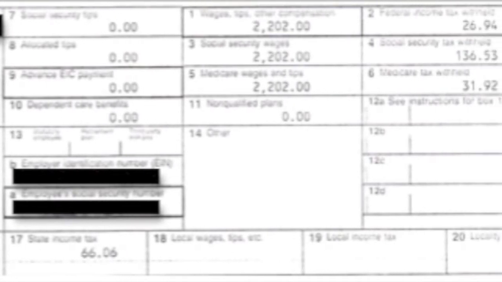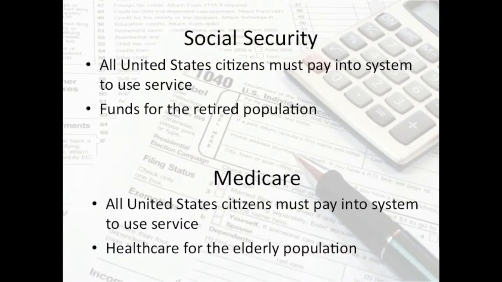In the W-2 form, Box 2 states how much money you paid the federal government in taxes. Box 17 states how much money you paid the state in taxes. The other major forms of taxes are Social Security and Medicare that come out of a paycheck. Other forms of taxes include property tax, sales tax, estate tax, and gift tax.